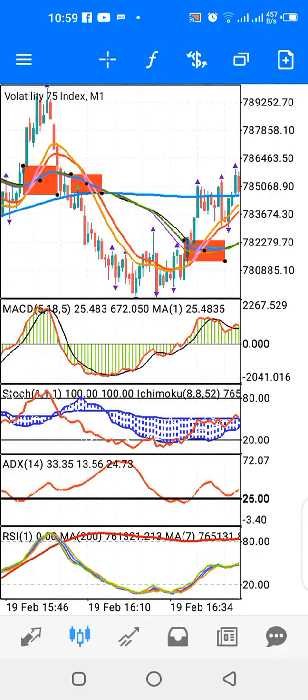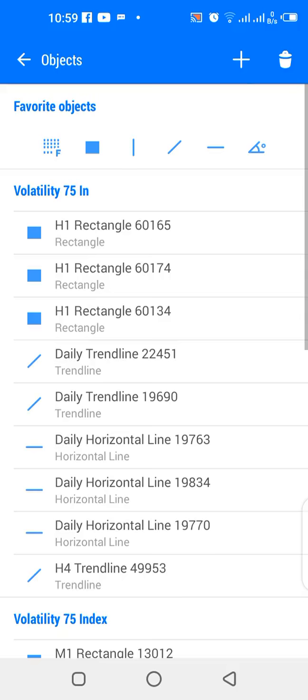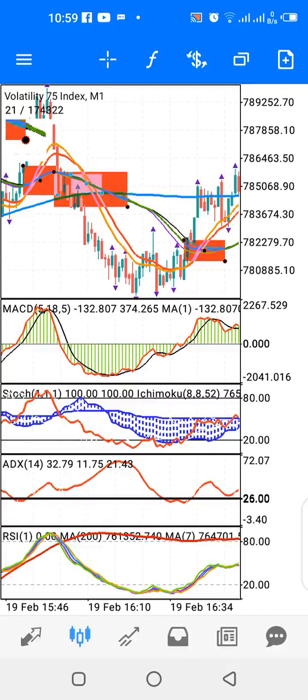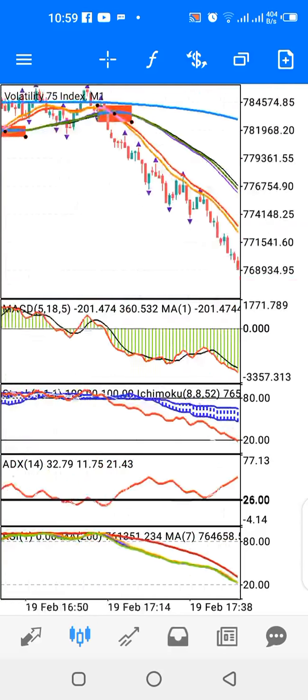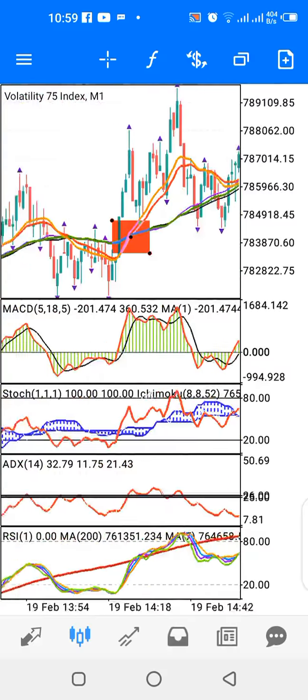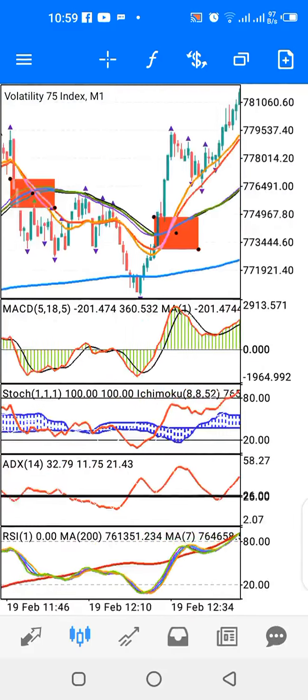we have the red, orange, green, black, and purple lines crossing down on the blue line for us to have change of trend to bearish trend. And you can see what happened. Price continue downwards. Okay, let's look for bullish trend change.